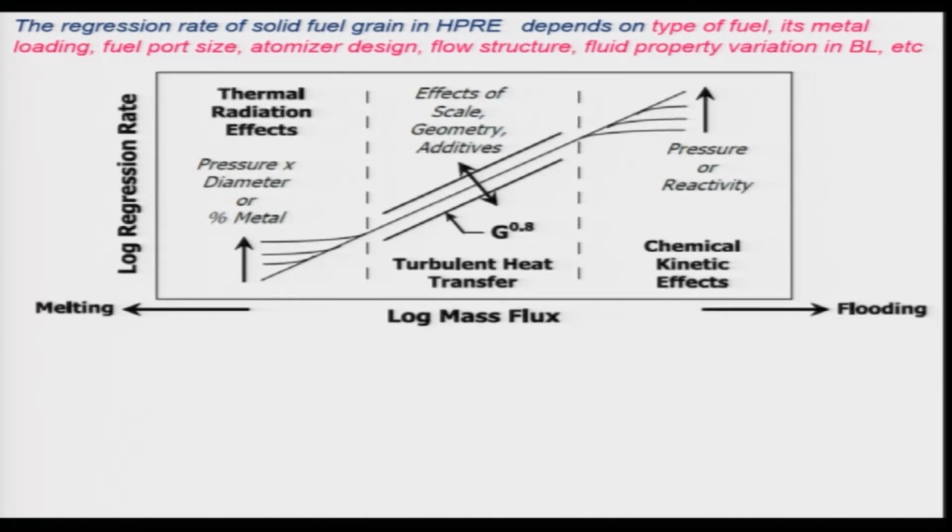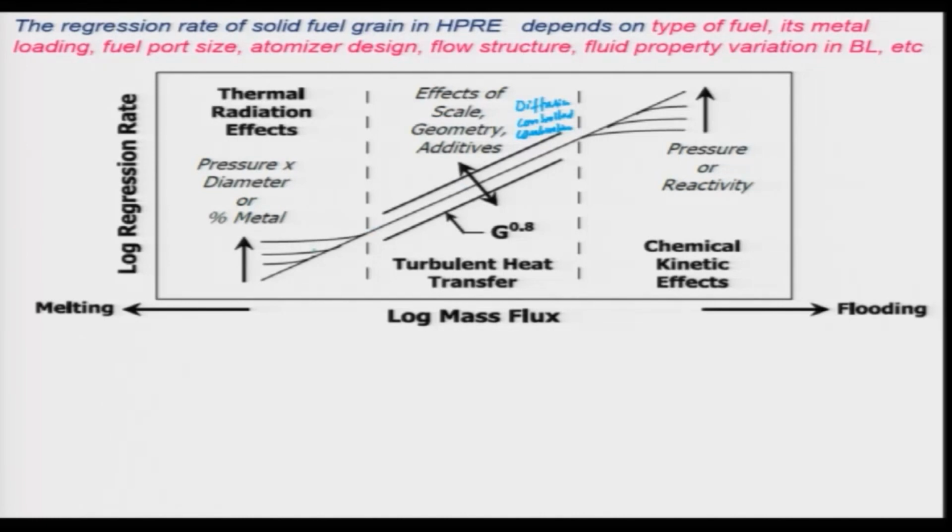So, let us look qualitatively at the regression rate, which is plotted on a log scale along the vertical direction, and the mass flux along the horizontal direction. Generally, we will get a relationship which is power to G 0.8 that we had seen earlier, and due to the geometry or the scale or the additives, there will be an increase in both directions, but this is due to the diffusion flame combustion. This is basically diffusion controlled combustion. In other words, the regression rate will be dependent on the diffusion, and also there will be turbulent heat transfer as I told.